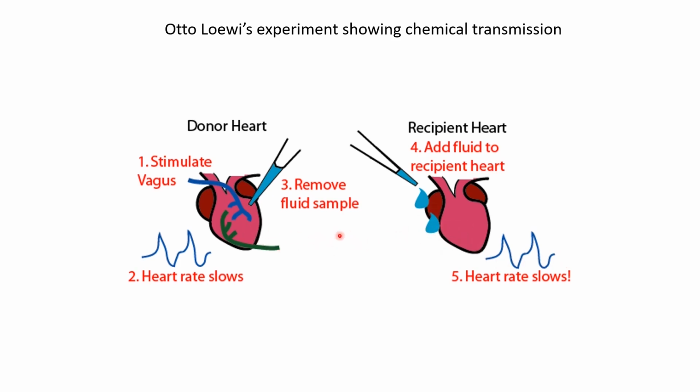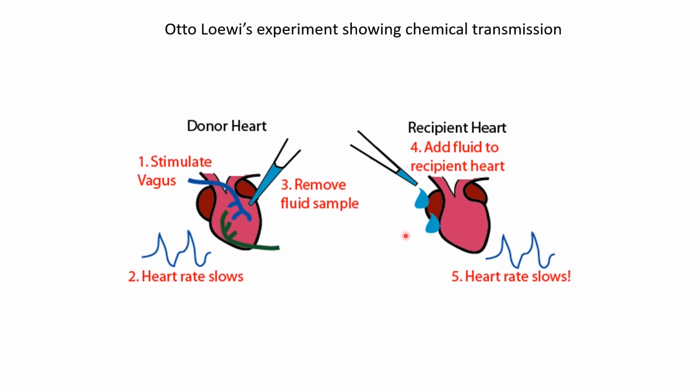And of course, you would have done some control experiments where if you just take the fluid before the vagus nerve stimulation, then this does not happen, which shows that the stimulation of the vagus nerve releases some chemical, and that chemical is able to cause the slowing of the heart.